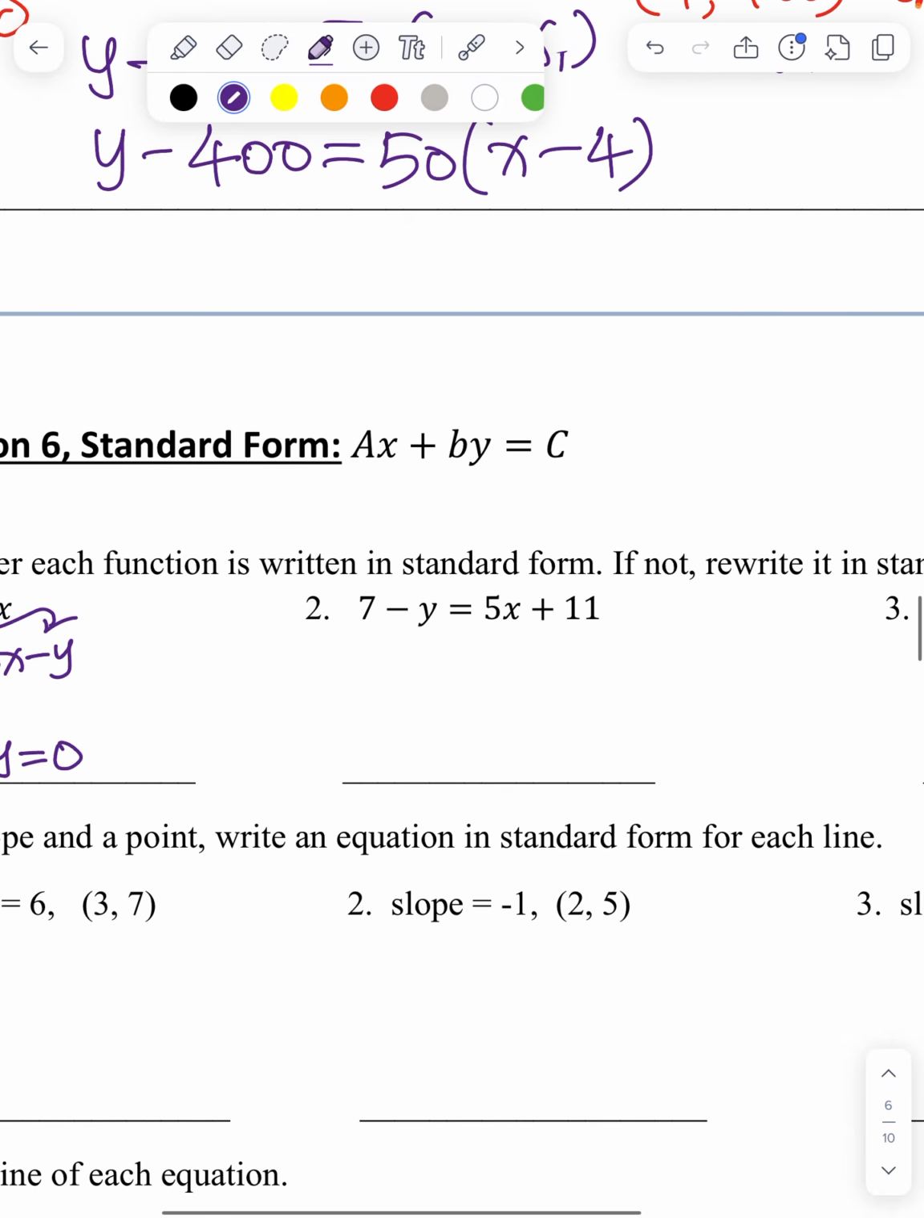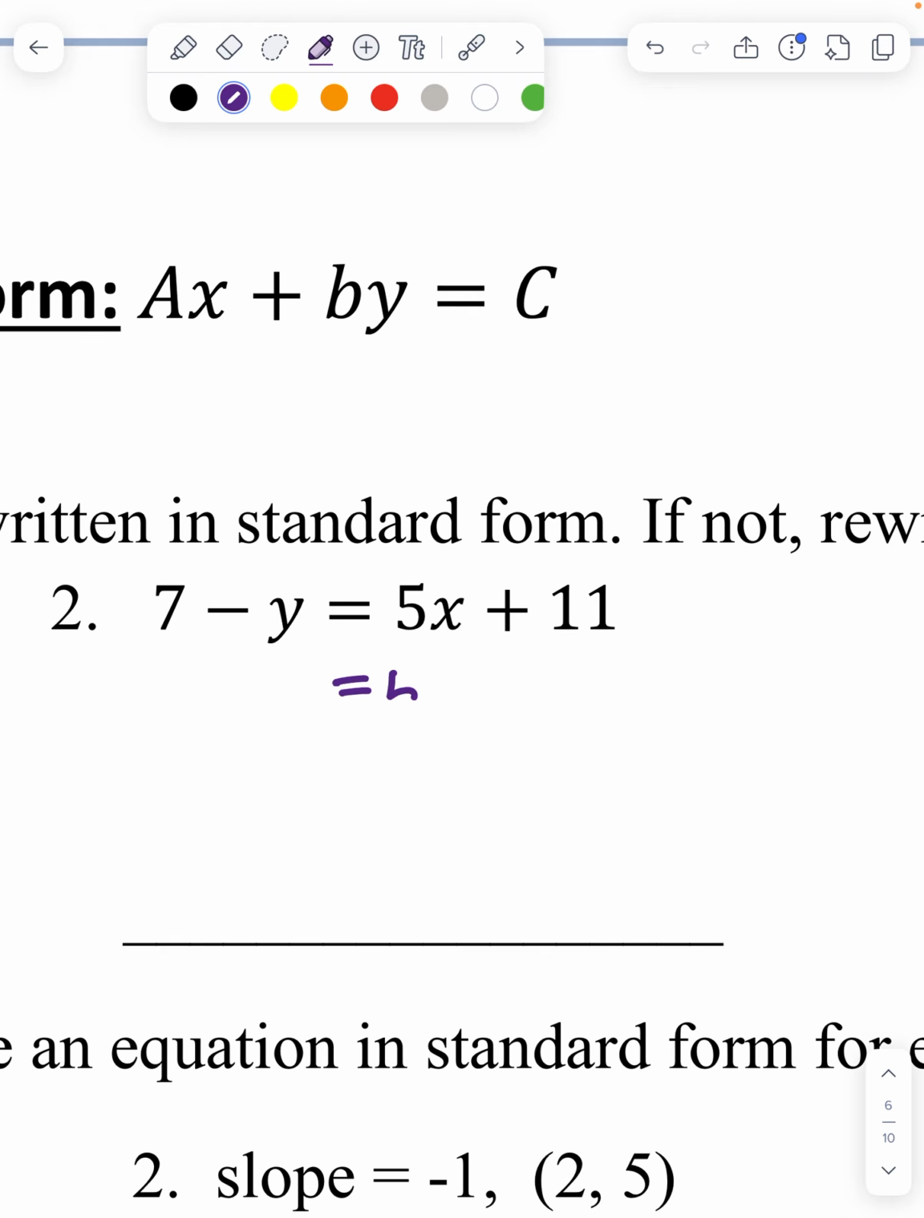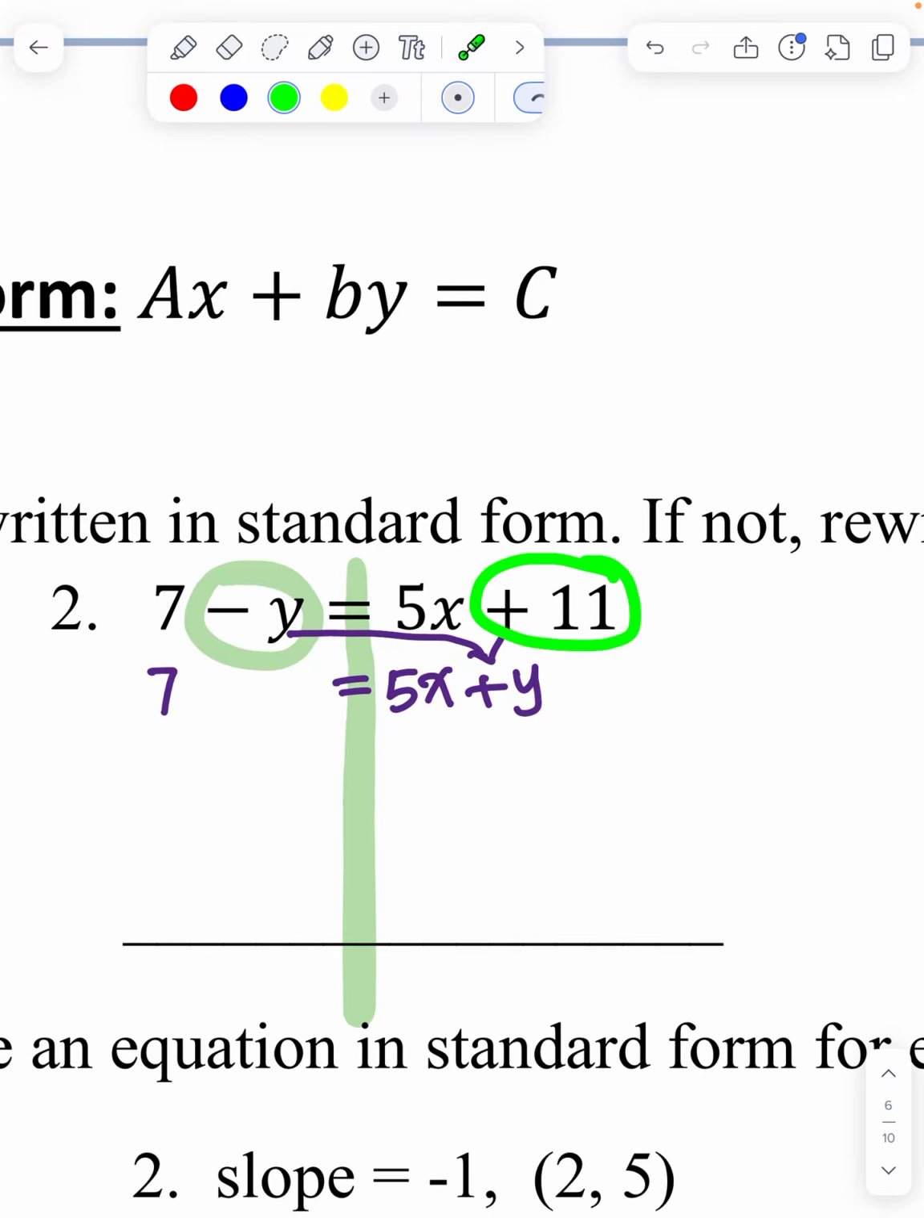Number 2. Okay, let's rearrange it. 5x is not moving. I'm going to move negative y to the other side of the equation, and it becomes positive y. Now 7 is not moving, because I want the variables on one side and all the numbers on the other side. Positive 11, I move it across the equal sign, it becomes negative 11, so minus 11.